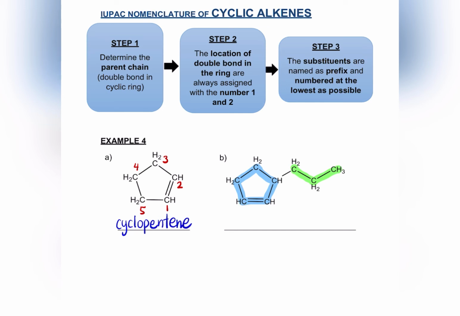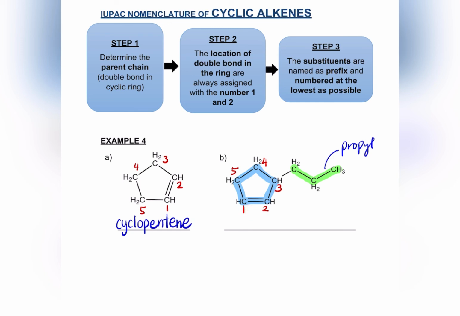Why? Because I have to make sure my substituent, the green one, which in this case is propyl, is positioned at the lowest number. So if I start from here, number 1, it will be at position number 5. If I start number 1 from here, it will be at carbon number 3. So I will choose this numbering from here. 1, 2, 3, 4, and 5. So now my substituent propyl is at carbon number 3 and my double bond is at carbon number 1.